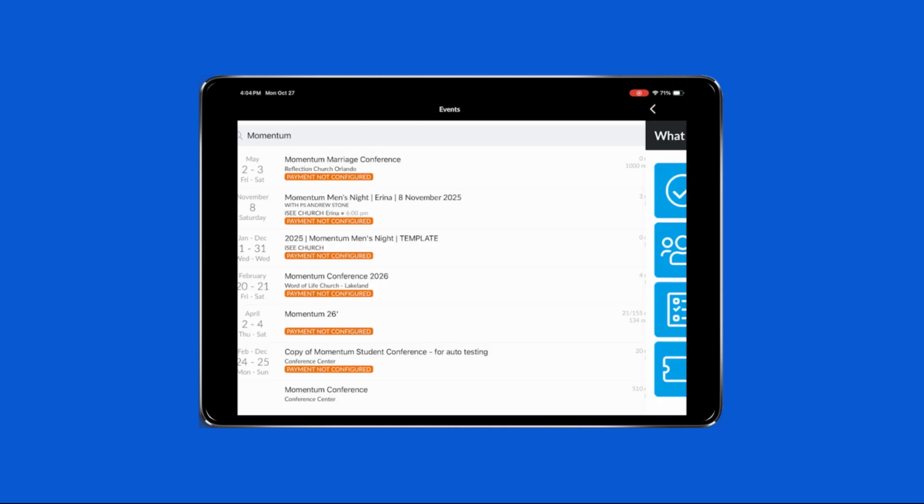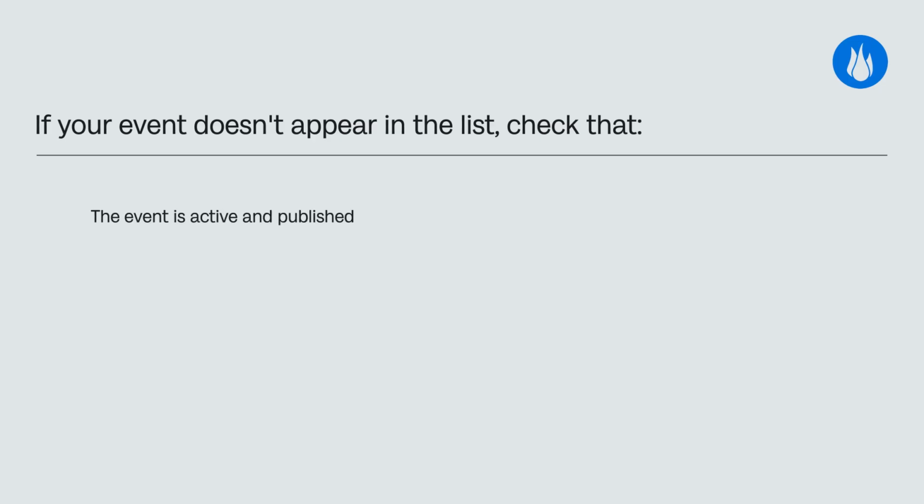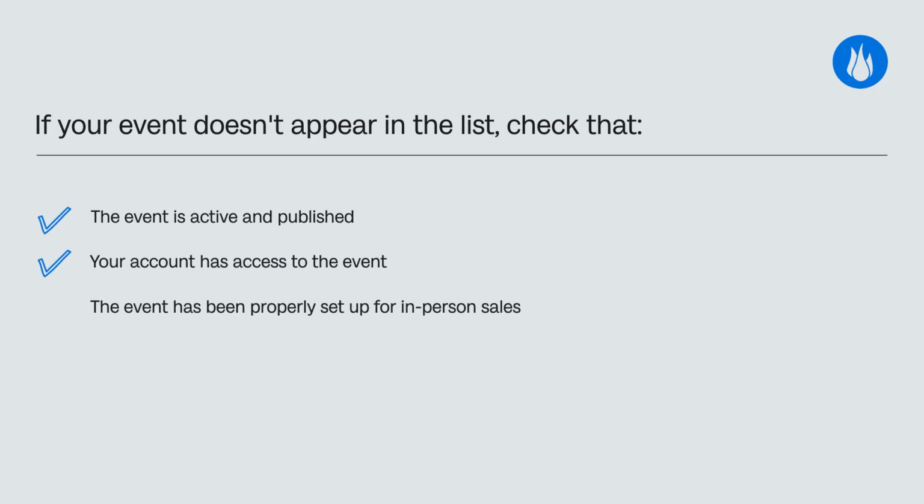If your event doesn't appear in the list, check that the event is active and published, your account has access to the event, and the event has been properly set up for in-person sales.